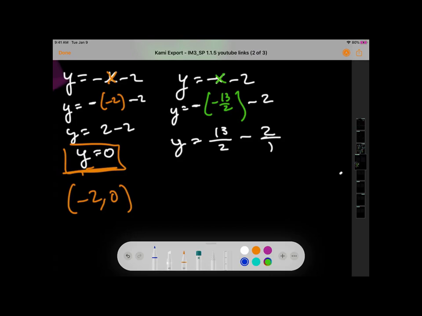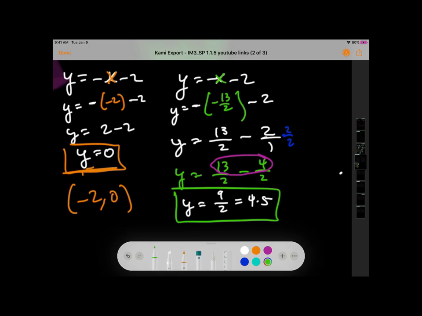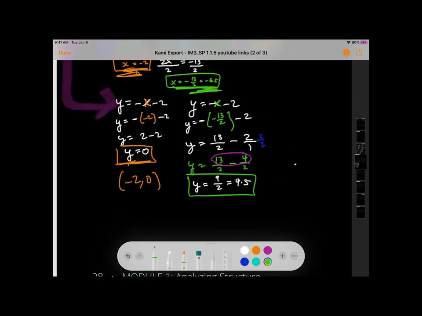I need a common denominator, meaning that the bottoms have to be the same. So I can multiply by 2 over 2, and this gives me an equivalent fraction. Let's do that. Y equals 13 halves minus 4 over 2. And I'm just going to subtract the numerators. 13 minus 4 will give me y equals 9 halves, or 4.5. So from above, that means my ordered pair is negative 6.5, comma 4.5. So you can do fractions and decimals, it's up to you. I think decimals make more sense because it gives us some numbers.